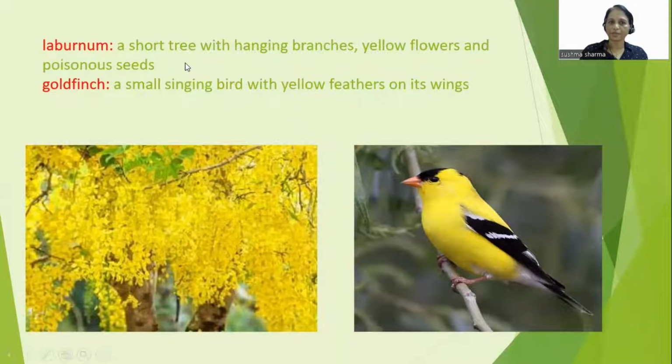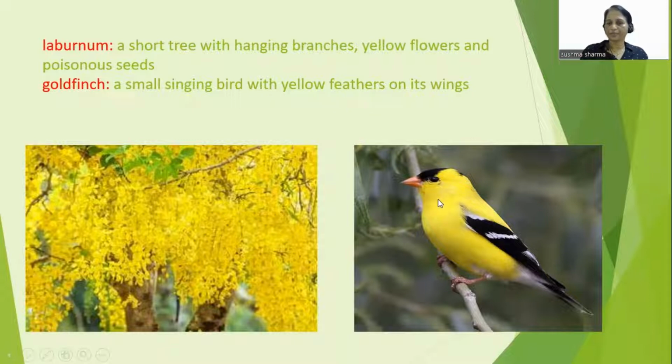Laburnum is a short tree with hanging branches, yellow flowers and poisonous seeds. So this is the picture of laburnum tree, which is full of yellow color flowers. And another thing which the poet has taken in this poem, goldfinch. Goldfinch is a small bird, singing bird, which is very energetic and active with yellow feathers.